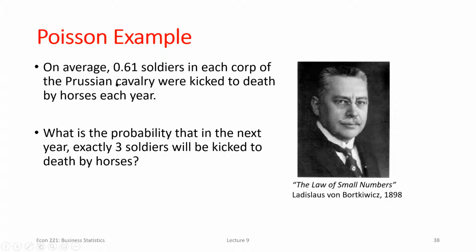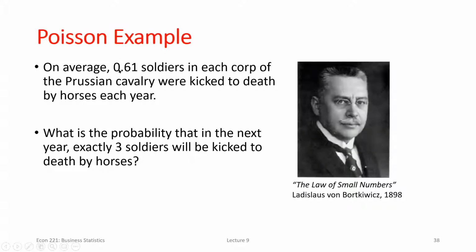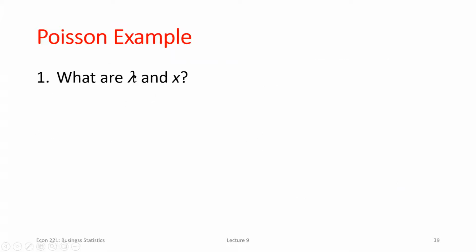So you say, okay, on average it's 0.61 and we can handle those, but what if there are 3 people killed this year? What's that probability? If that probability is relatively high, we want to make sure we're prepared for that. If it's relatively low, then we're not as concerned. So we're going to be looking for the probability that 3 are killed. What are our lambda and our x? Well, on average, 0.61 soldiers were dying. So that's going to be our lambda. That's the average rate.